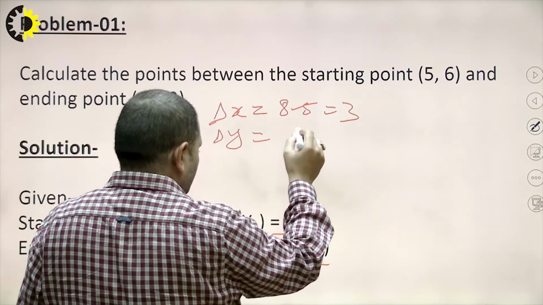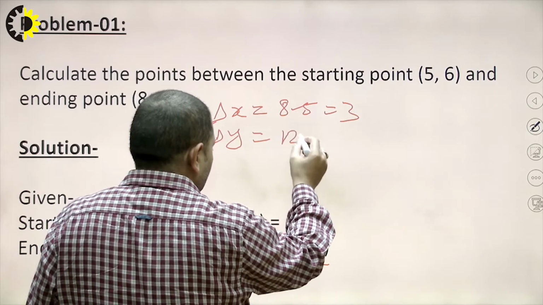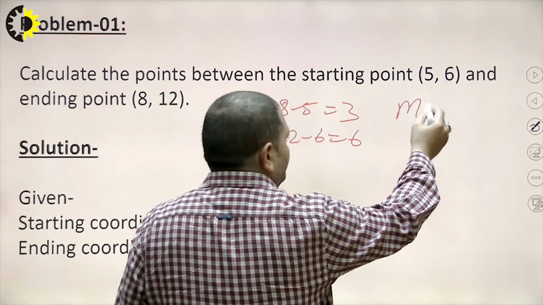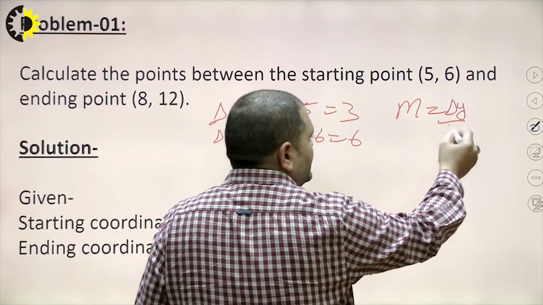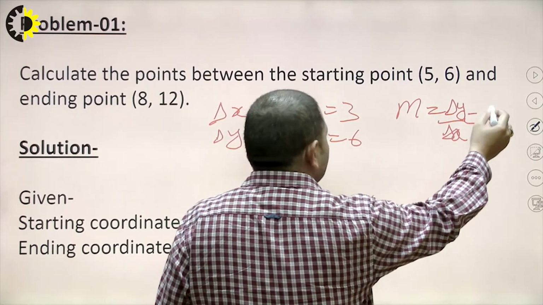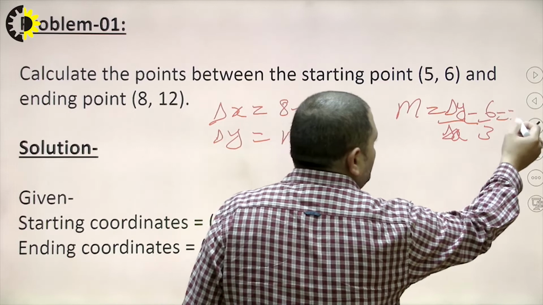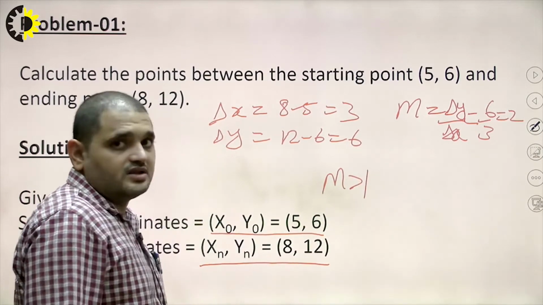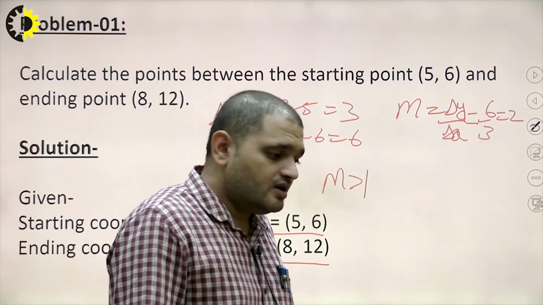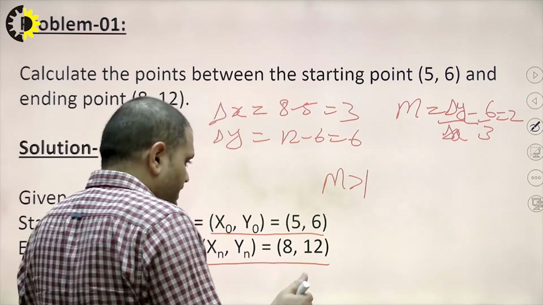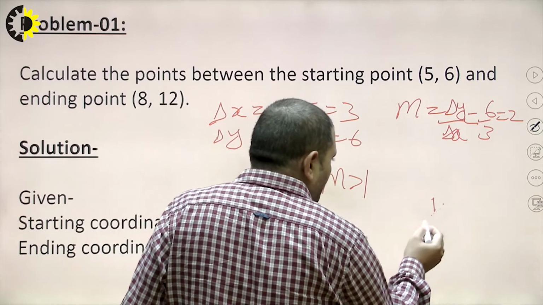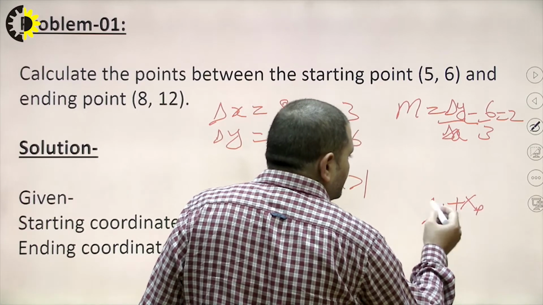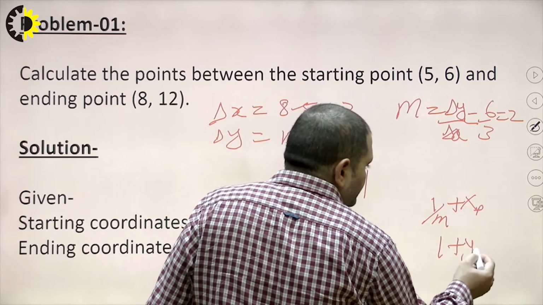And del y is what? It is 12 minus 6, which equals 6, and slope m will be equal to del y by del x, which is 6 by 3, equals 2. So we can see here m is greater than 1. In the scenario when m is greater than 1, we have already learned that we will add the inverse of the slope to the x coordinate and 1 to y.